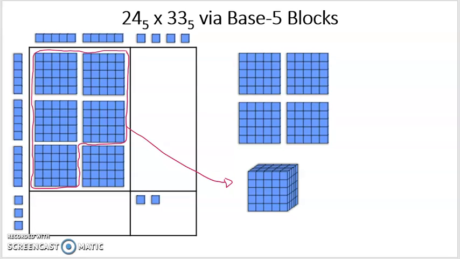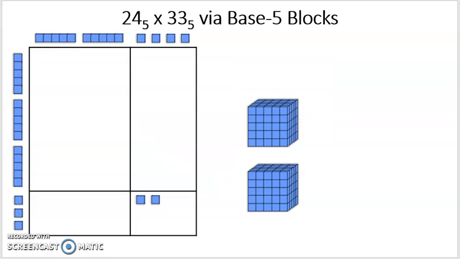So I'll be able to get a total of 4 flats out of my longs. Now I'm going to start exchanging the flats. And remember, flats can be exchanged for a block. 5 flats in base 5 equals 1 block. So I exchange 5 flats for 1 block. I have a total of 10 flats. So those 10 flats will exchange for 2 blocks. So now I've done all of my exchanges, and what I'm left with are 2 blocks and 2 units.